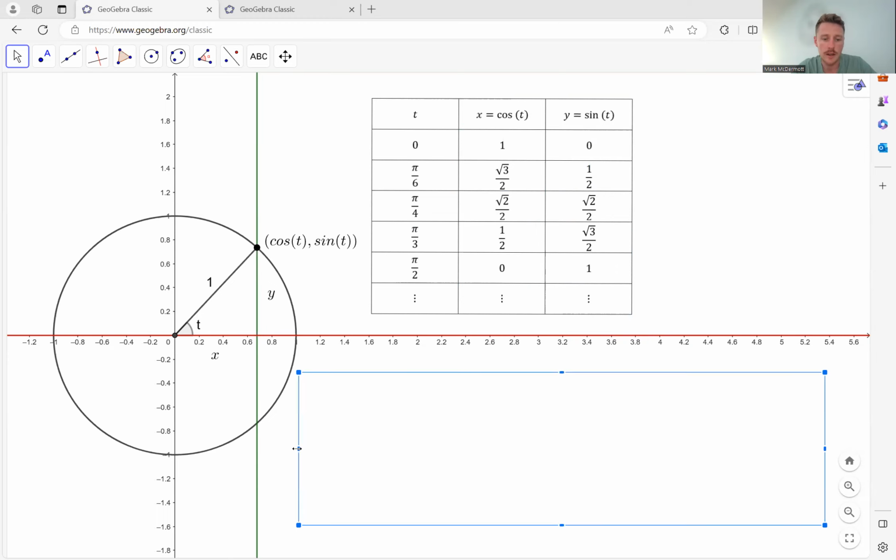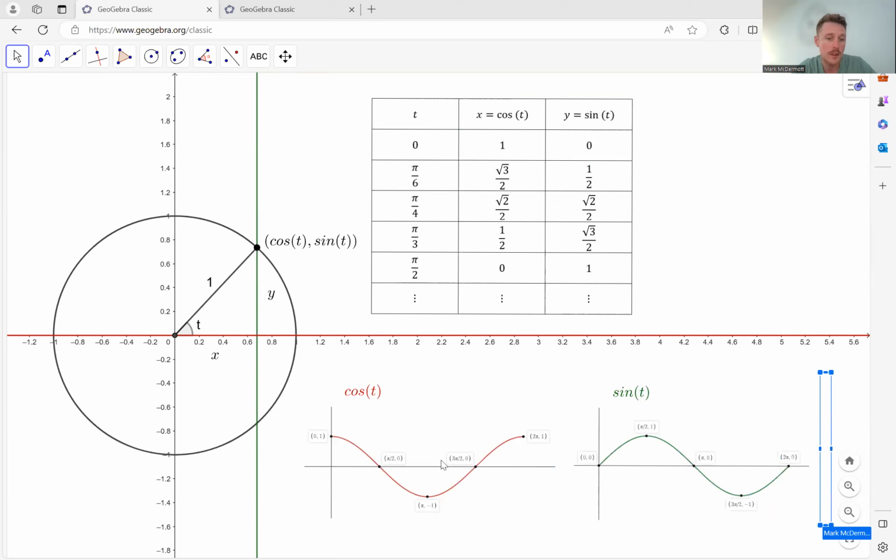We can remind ourselves from the graphs of cosine and sine: when t is 0, cosine is 1, and when t is pi on 2, cosine is 0. Now we bring it all together as a set of coordinates. We've got the coordinate (0, 1) on our unit circle, and we've got the coordinate (1/2, root 3 on 2) when t is pi on 3.